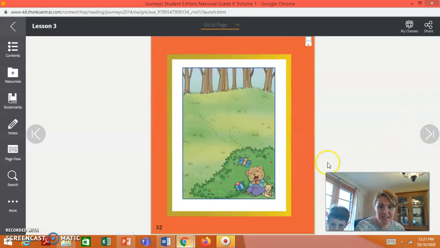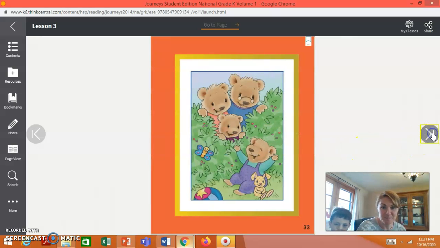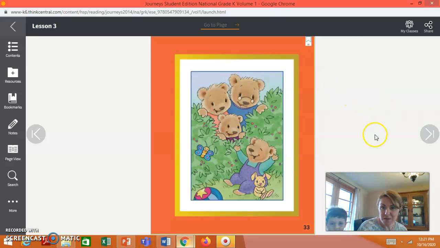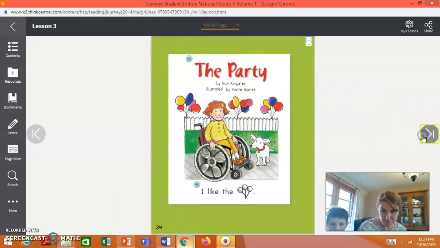Baby Bear is playing hide and seek behind the bush, but the butterfly finds him. Oh, now the family finds him. Ha ha ha ha. We're all laughing and having so much fun. Mama Bear and Papa Bear and Daddy Bear all like playing hide and go seek.